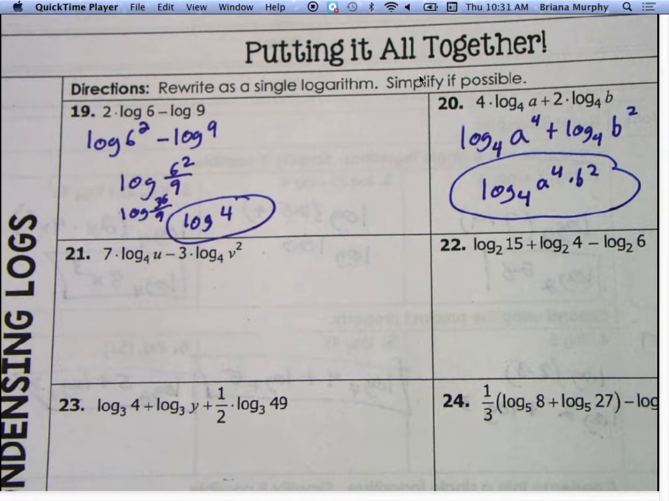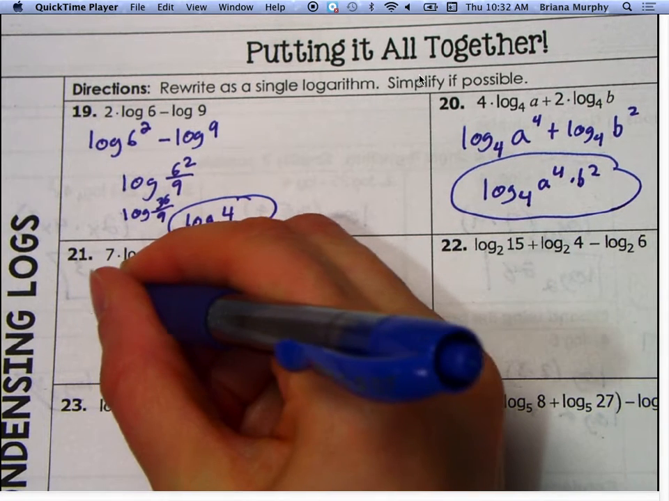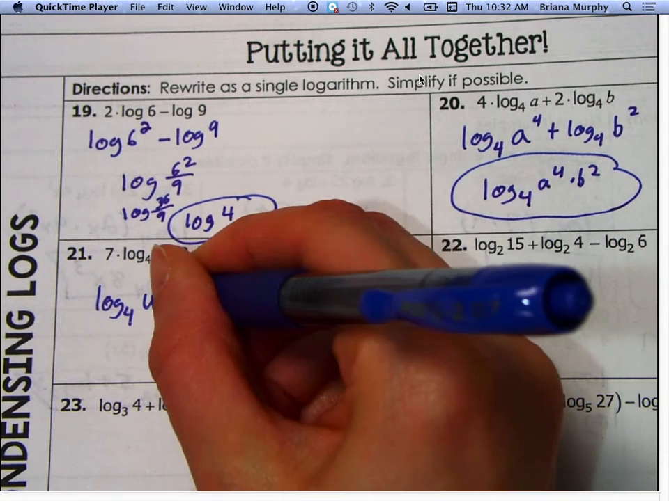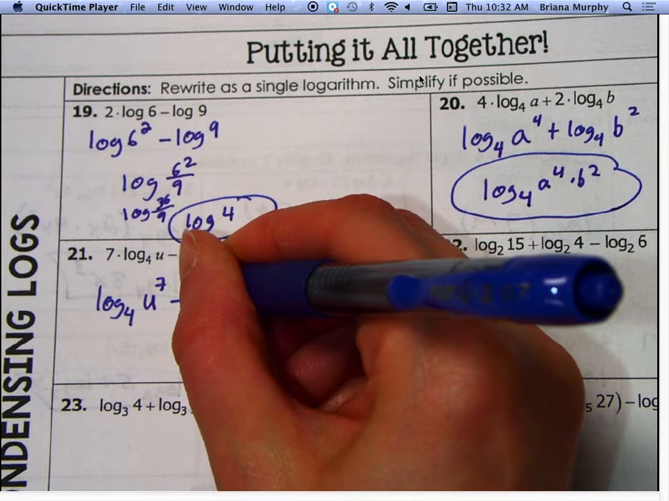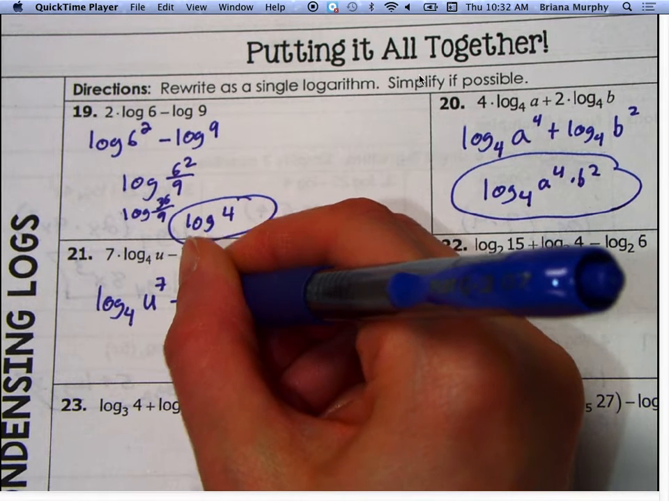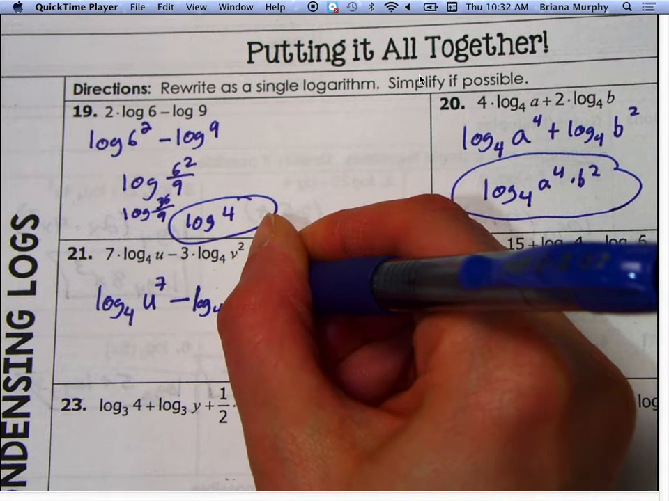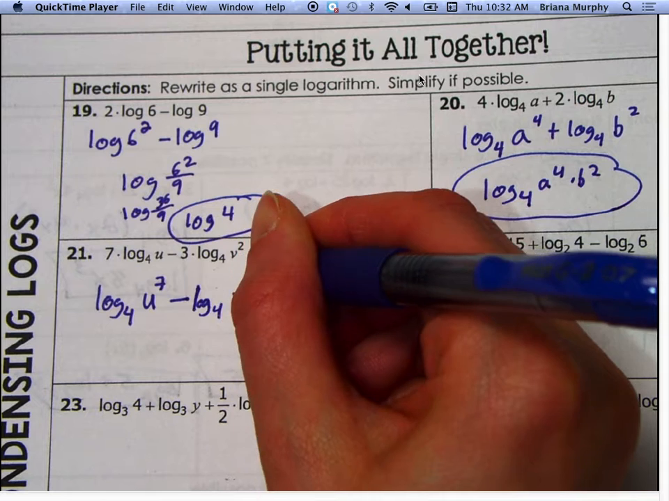Yes, Eve? So you know how we would take the 3 and make it a power? Is it going to be negative 3? No. That's a great question. Okay, so the first thing we're going to do is the power rule. So that becomes log base 4 u to the 7th minus, so I'm leaving the minus there. Did you see that, Ethan? Yeah. Log base 4 b squared to the 3rd.